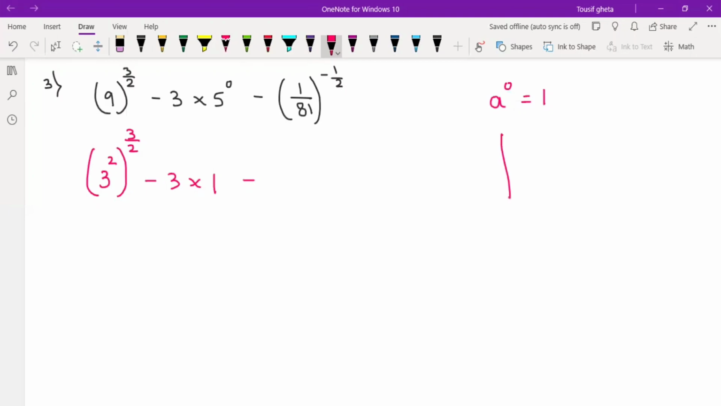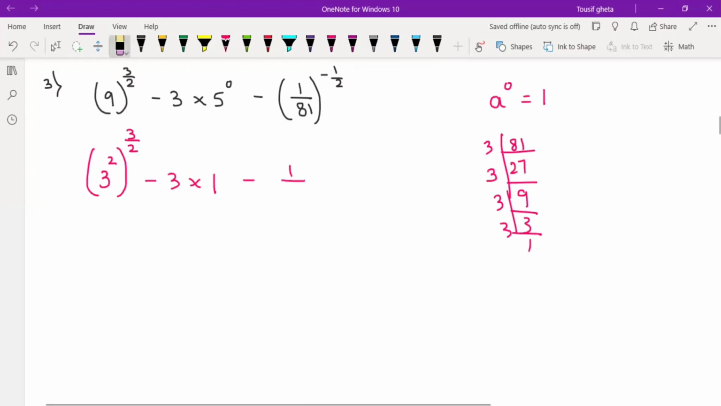So we know it is divisible by 3. That is 3 27s, 3 nines, 3 threes, and 3 ones. We did this kind of calculation in the first problem as well. So in the place of 81, we are going to write 1 by. But before that, we are going to change our negative power to positive. To make our negative power positive, we take the reciprocal of our base. That is, 1 by 81 reciprocal is 81 by 1, right?